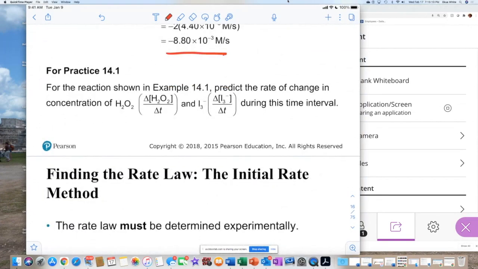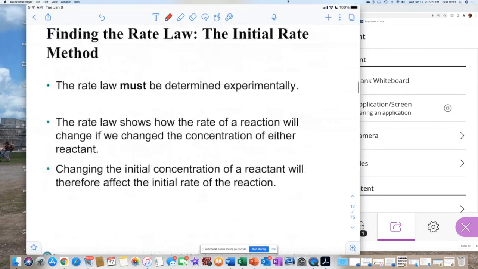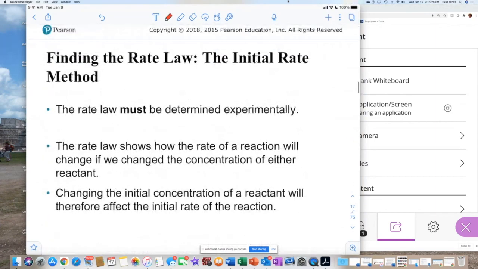Okay, they do have this one here. You can predict the rate of change of the following right here. You can go ahead and do that. If you have questions about this and you want me to work more of it, let me know. I'm trying to work on a deadline here. So I'm going to end with this, finding the rate law using the initial rate method.